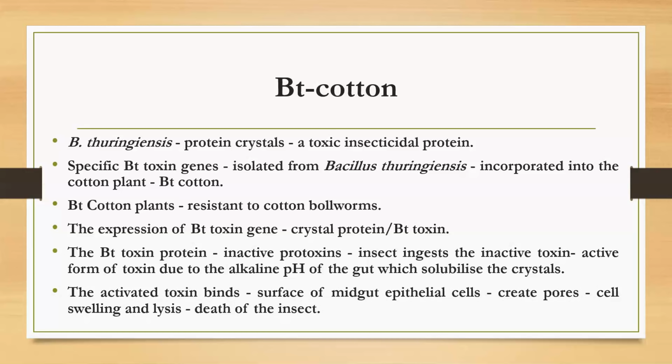So the activated toxin binds to the surface of mid-gut epithelial cells and creates pores, and that leads to cell swelling and lysis. Lysis means breakdown, and finally leads to the death of the insect. So this is the principle behind the production of Bt cotton.